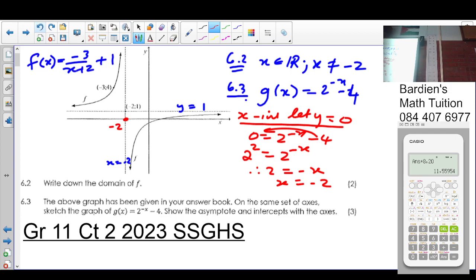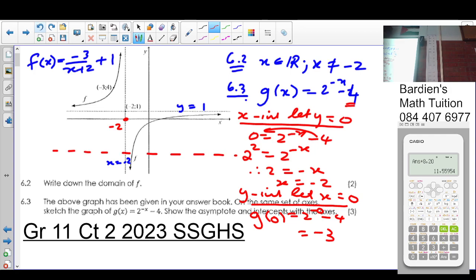Then what do we do for the y-intercept? We let x equal to 0. So g of 0 is equal to 2 to the minus 0, minus 4, which is -3. There's a horizontal asymptote at -4. Let's just throw that in there: y is equal to -4. The graph is a decreasing function, as we know, according to our rules. Just going through -2 and -3. As we said, it's a decreasing exponential function.